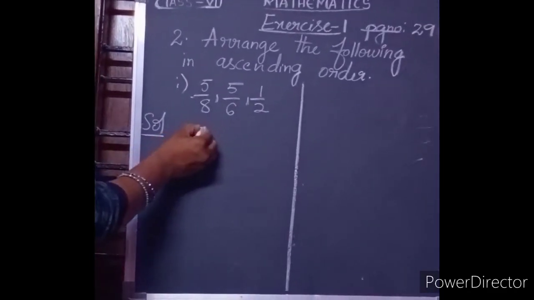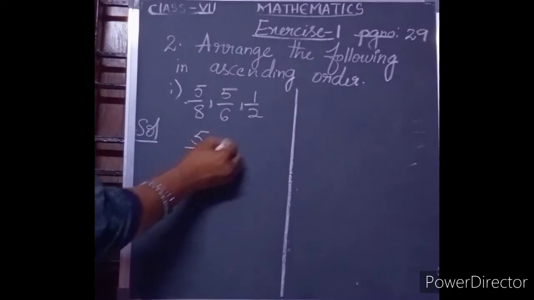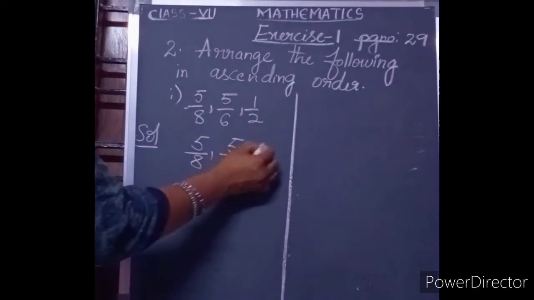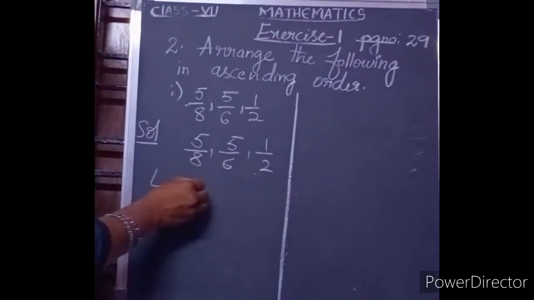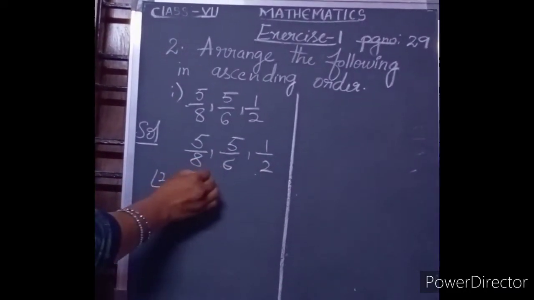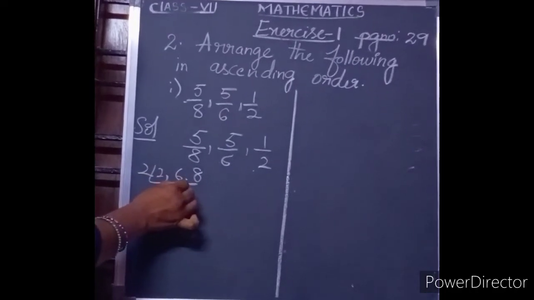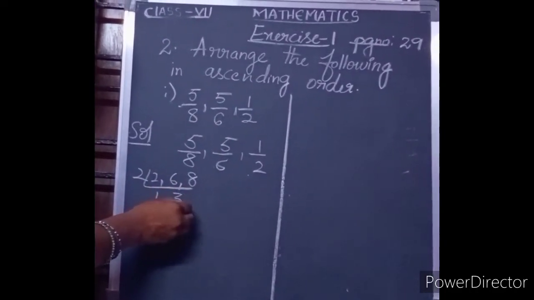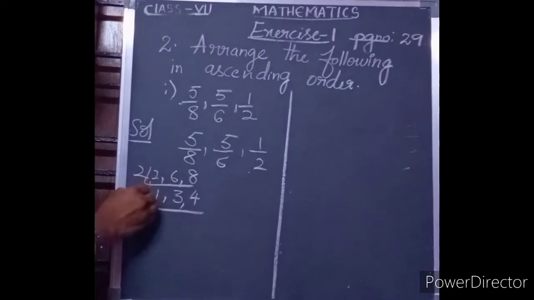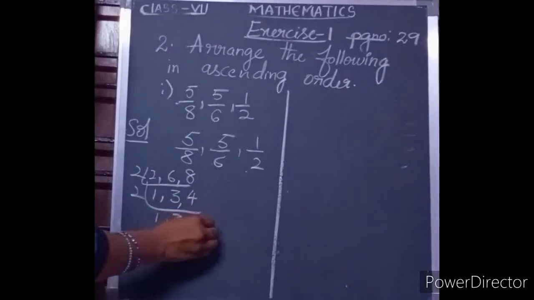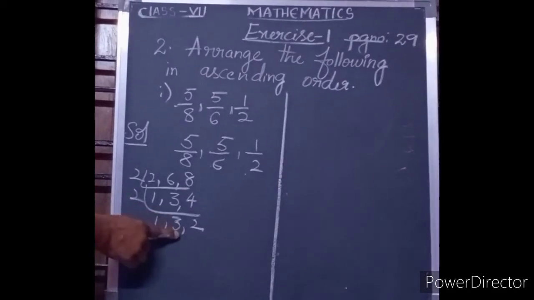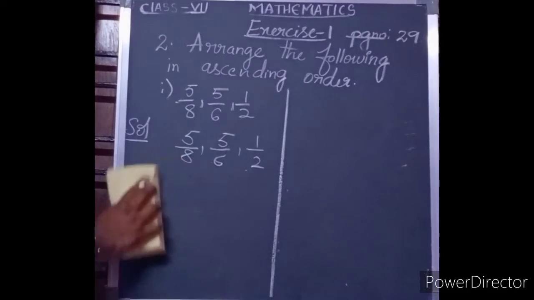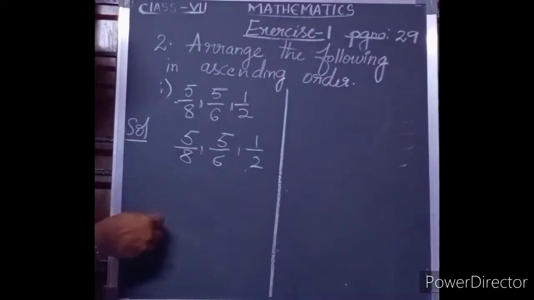So we need to change these fractions to like fractions. How? By taking LCM. Let us take the LCM of 2, 6, 8. 2 1s 2. 2 3s 6. 2 4s 8. Next. Now multiply. 2 2s 4. 4 3s 12. 12 2s 24. So we got the LCM as 24.